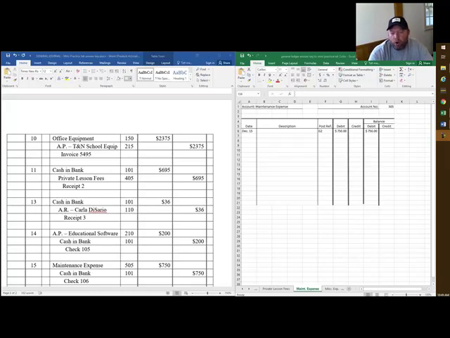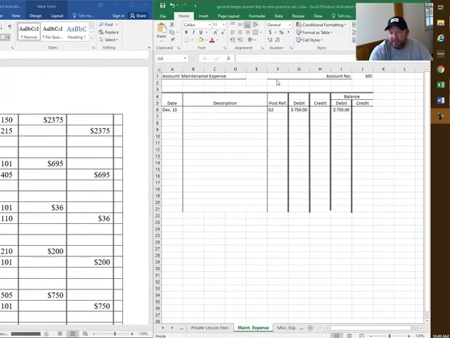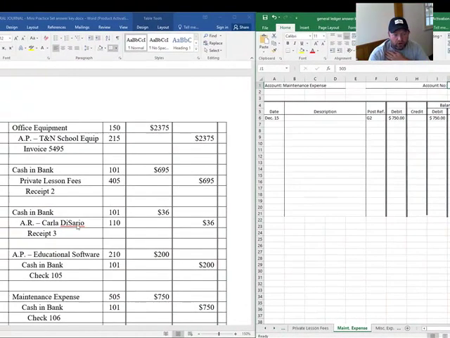Okay, here we are on part three, and part three is going to cover the miscellany or the expenses. At this point, we've covered a majority of these ledger accounts, and now we're going to post to the last couple ledger accounts, and we're going to start with the miscellaneous expenses. So we have miscellaneous expense. This is account number 505, and this occurred on the 15th.